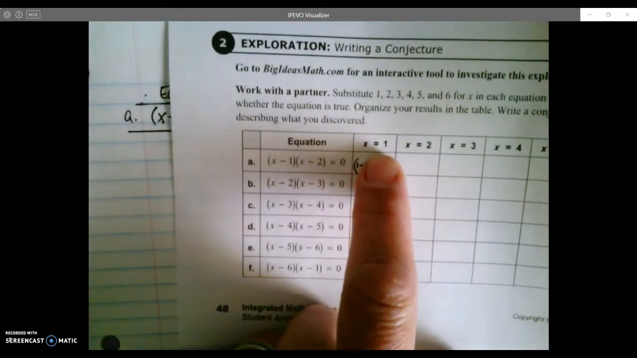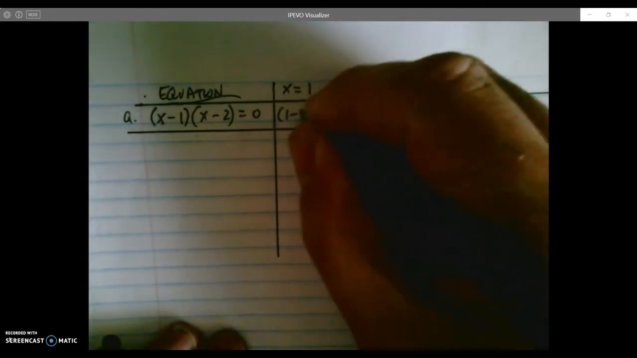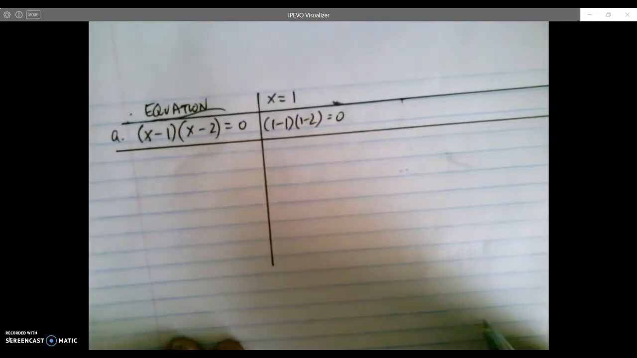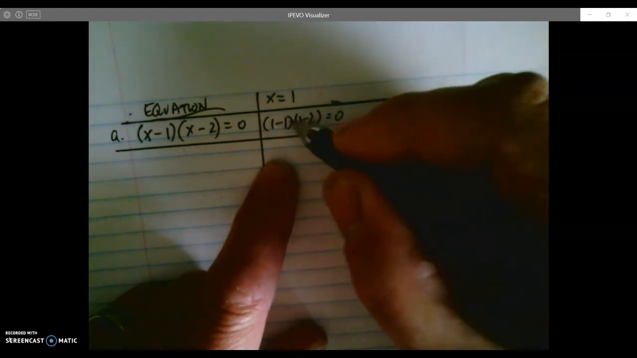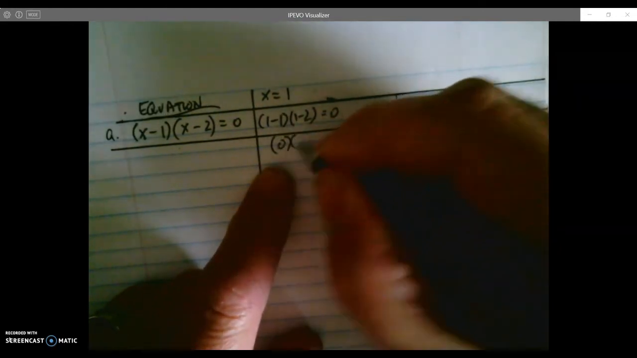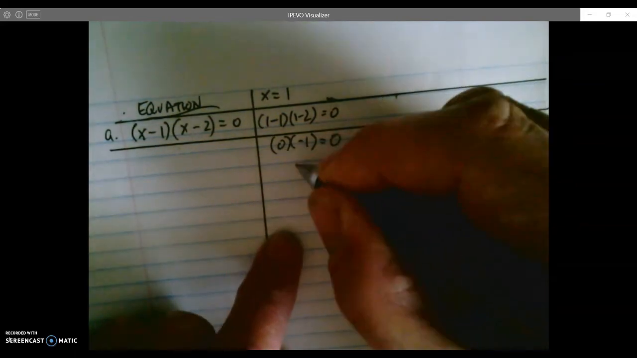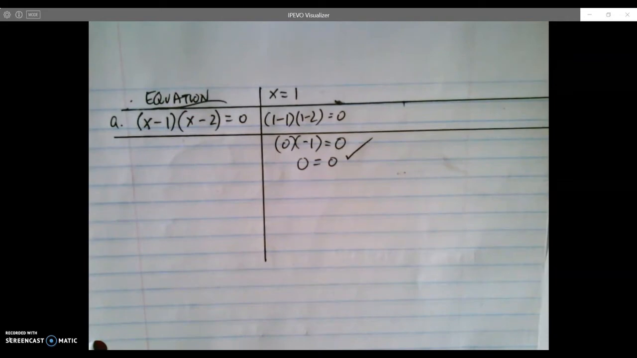I rewrote it there. And for this column, they want you to set x equals 1 in both of the x's. So that would be 1 minus 1 and 1 minus 2 equals 0. And what you'd end up with here, I still didn't make my box big enough. 1 minus 1 is 0 times 1 minus 2 is negative 1, which would still be 0. 0 times negative 1 would be 0. So what you should get here is 0 equals 0. That's the idea.